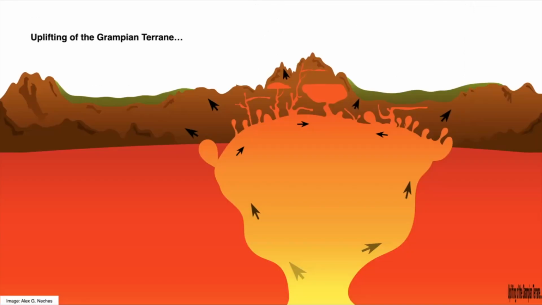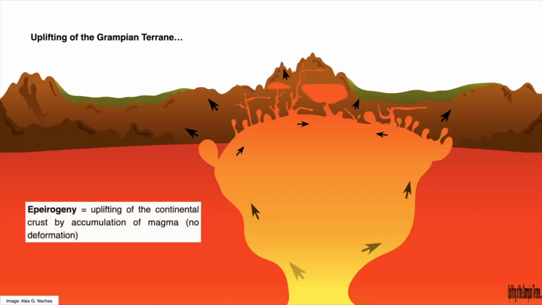During the closure of the Iapetus Ocean, magma that accumulated beneath the Grampian terrain was very hot and very buoyant because of the high gas content, and since it had no way of escaping, it uplifted the whole terrain a few kilometers in a process called epirogeny. Epirogeny is a term that can be easily confused with orogeny, which is a mountain building process. However, epirogeny does not involve the folding of rocks, so no deformation occurs.